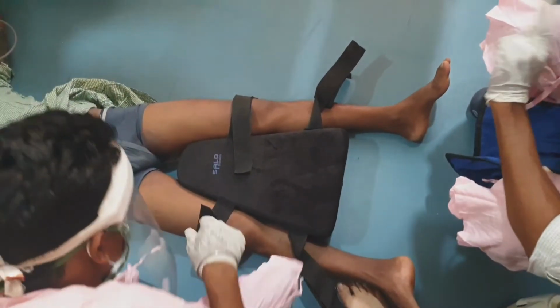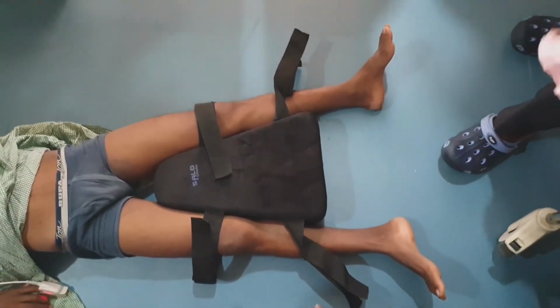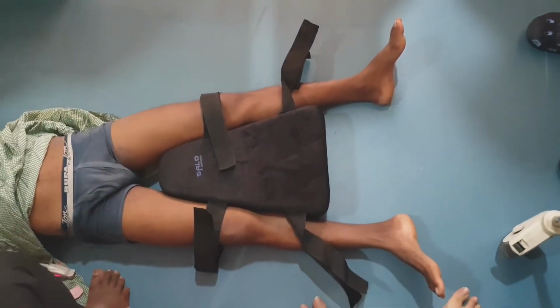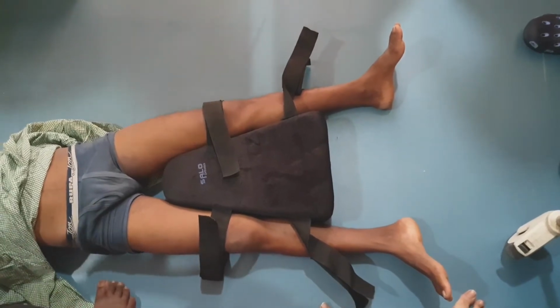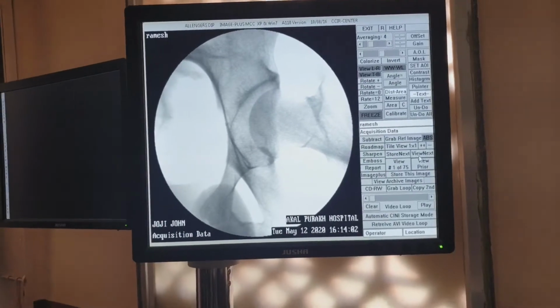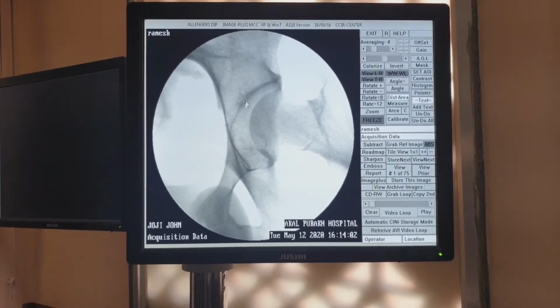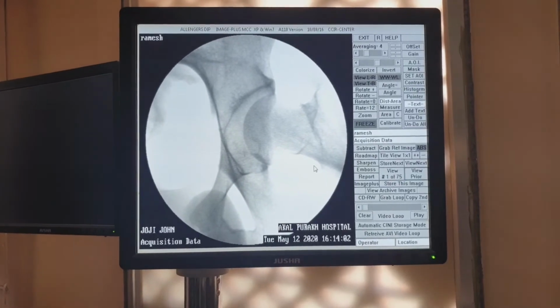Now we have reduced the limb. The limb is lying in the same position as the opposite limb. Length has equalized. We have given an abduction pillow to the limb. Now we have taken C-arm views, which show the hip is reduced and size is now normalized. There is no rim fracture, no associated acetabulum fracture.